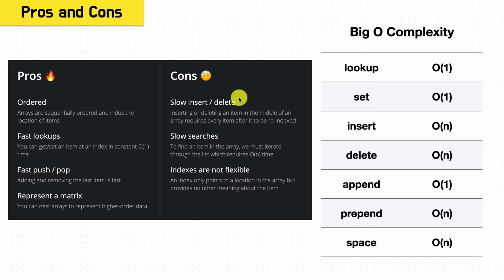A con of arrays is that we get slow inserts and deletes. If we add an item anywhere within the array, we must update all the indexes, so this takes O of n linear time. We also have slow searches with arrays, so if we want to find an item, we have to iterate through all the items to find it. So this will take O of n linear time, but later we'll actually see that we can improve on this with binary search if the array is sorted.